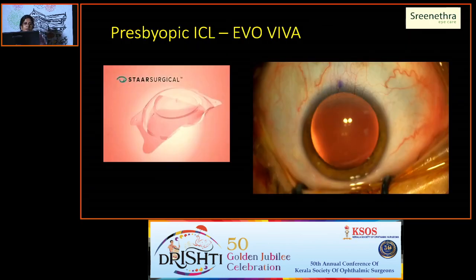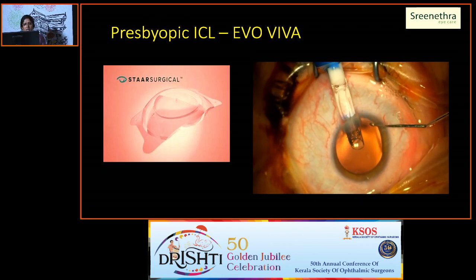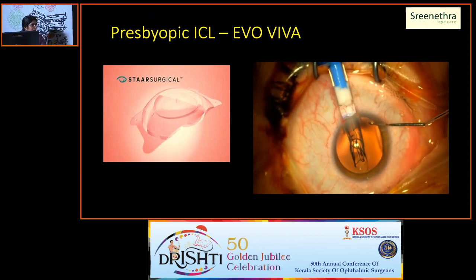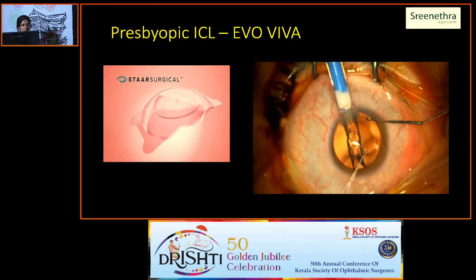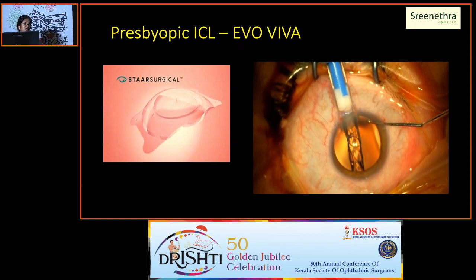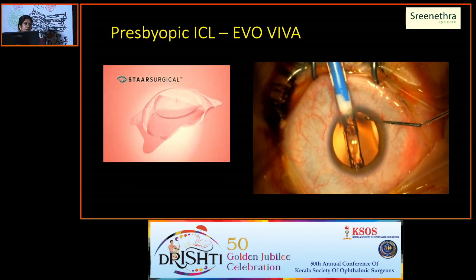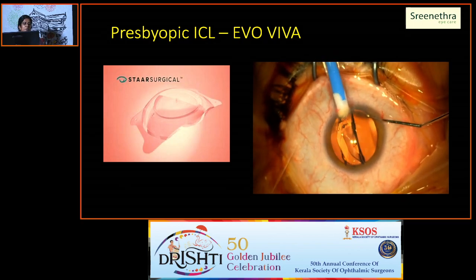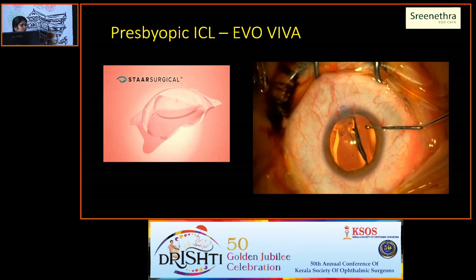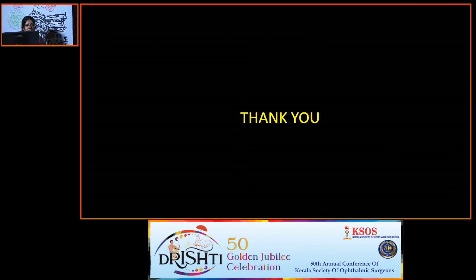Now a recent advance is the presbyopic ICL put forward by Star Surgical's EVO Viva. It's known as EVO Viva. A wide range of the population with mild myopia and all is waiting for a better option. This can be a better option for them.